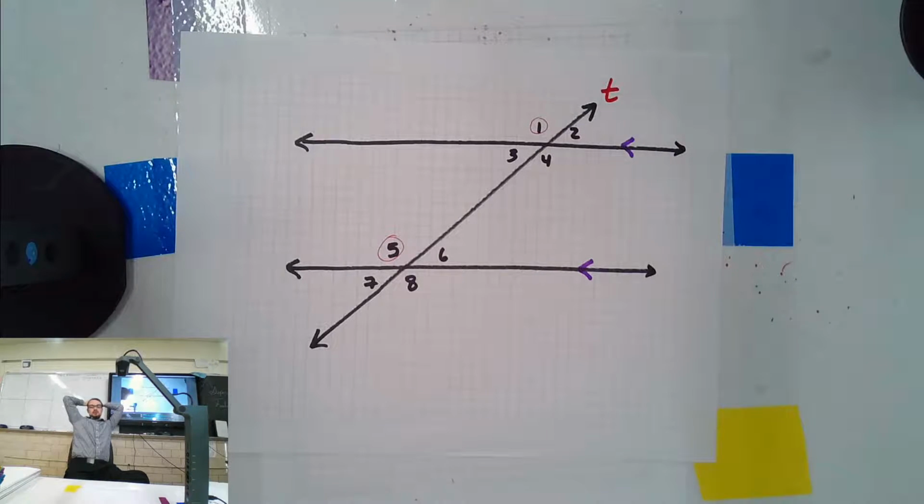Key is parallel. So 1 and 5 are examples of corresponding angles, right? Corresponding meaning that they're in the same relative position. Maybe remember, not the same position, because that would be gross.